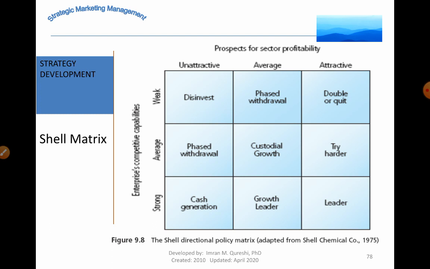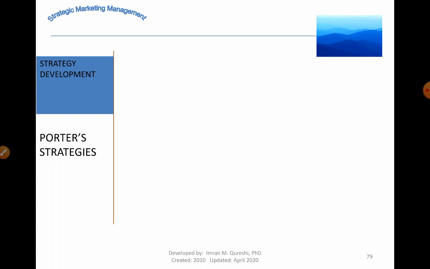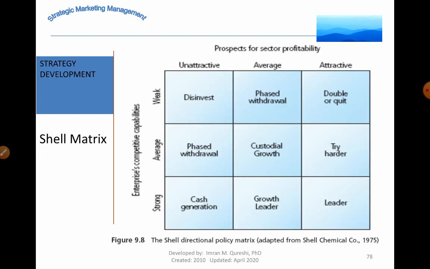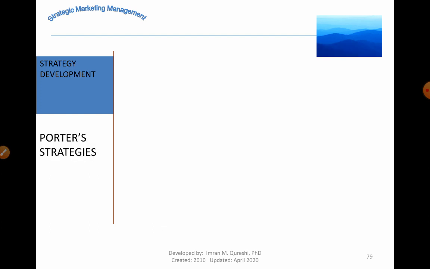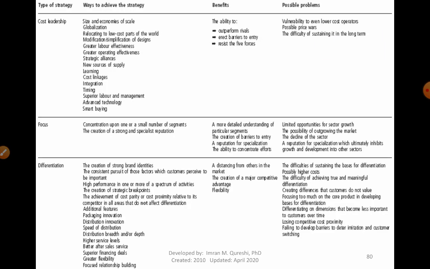Okay. So then we have Porter's generic strategies. Let's go forward to that. There are three main ones, and you can read about that in detail. We have cost leadership, we have focus, we have differentiation. And there is a combination of these as well: focus, differentiation, cost leadership. So these are the three basic ones based on Porter's generic strategies.